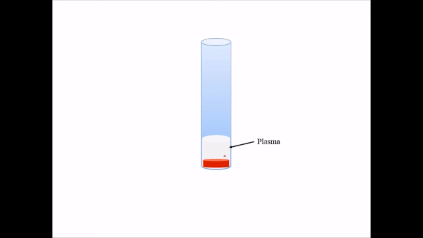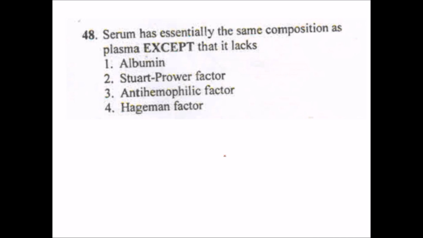The serum is also prepared by the same process, the only difference is that in the plasma we are adding the anticoagulants, but in serum we don't add the anticoagulants. We rather let the blood coagulate first and then it gets centrifuged. So the only thing deficient in the serum will be the coagulation property. And in the options, Stuart-Prower factor is a type of coagulation factor. So the answer will be number 2.